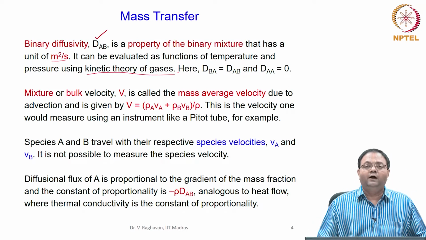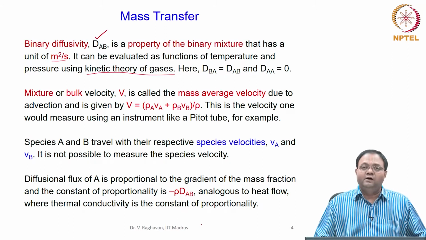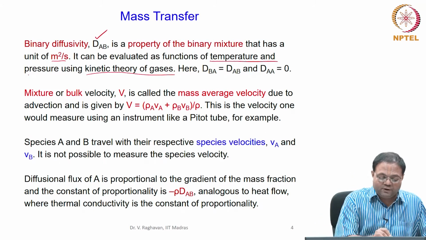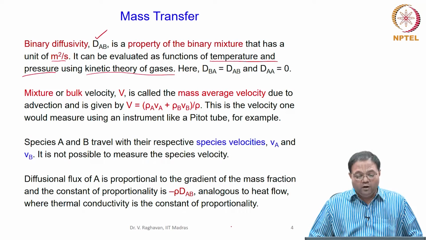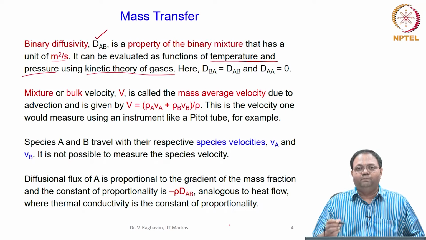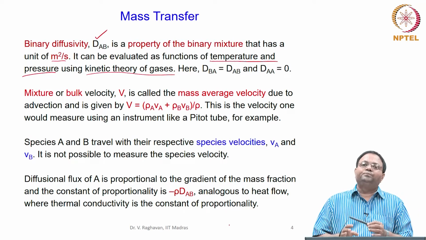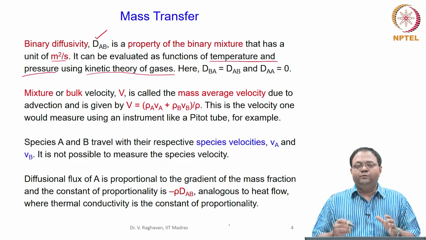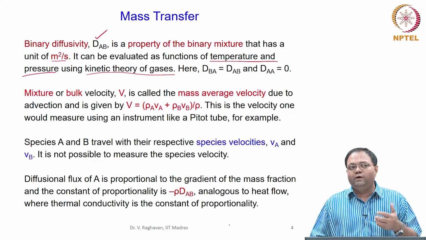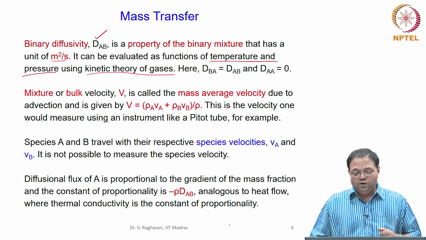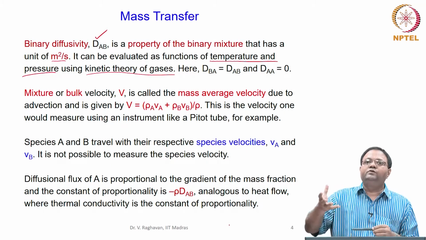We can also have a theoretical basis to evaluate this. It can also be measured and validated, and it is a function of temperature and pressure. Basically, it is a function of molecular weight also. For example, if you have a pair of species, say oxygen and hydrogen, hydrogen is a very light species. So the molecular weight of this mixture is actually very low because of the hydrogen presence. So what happens, you can see that the diffusivity will be very high.